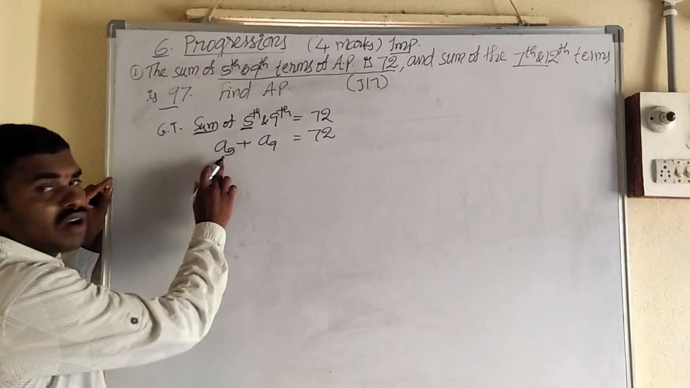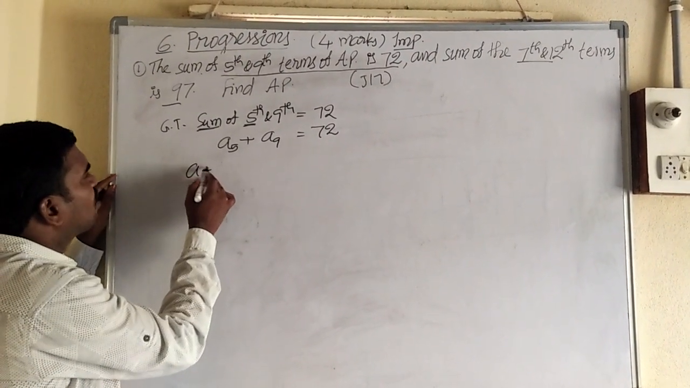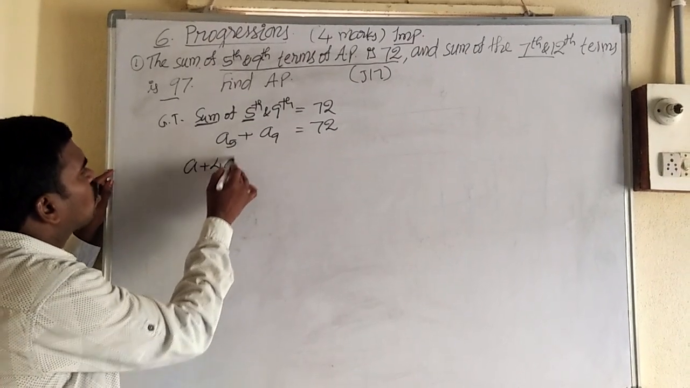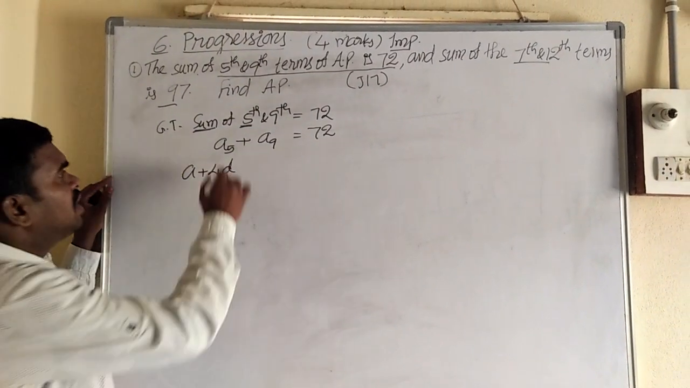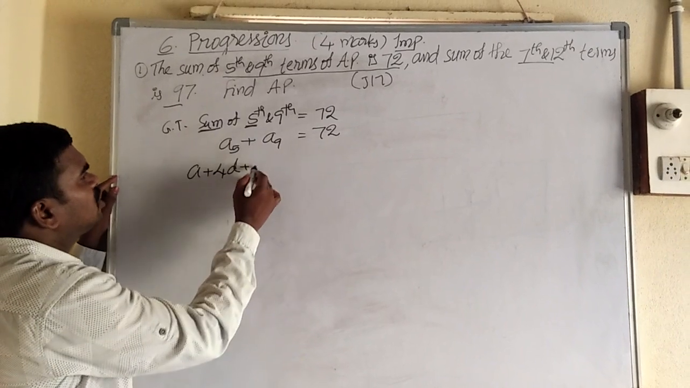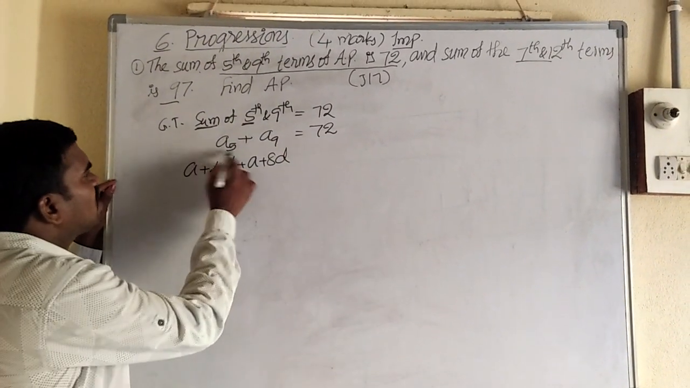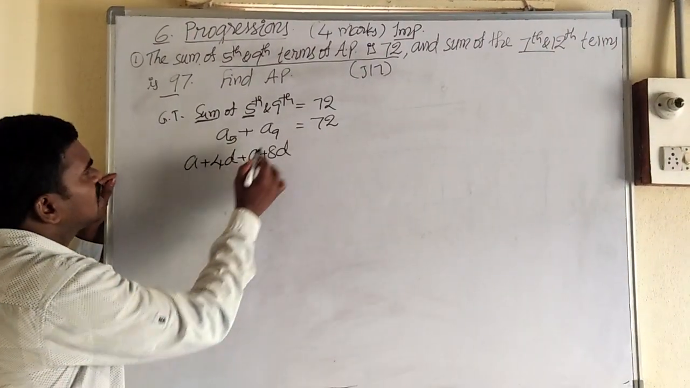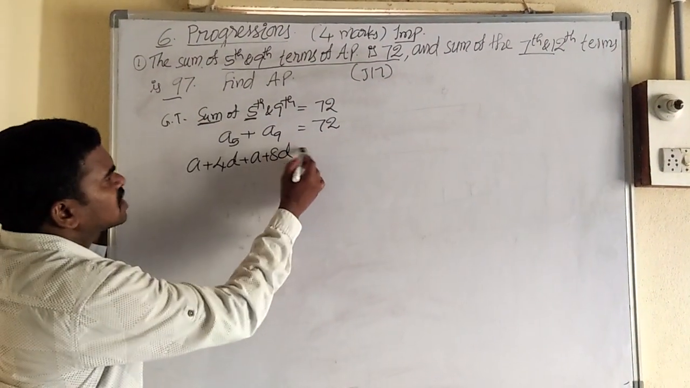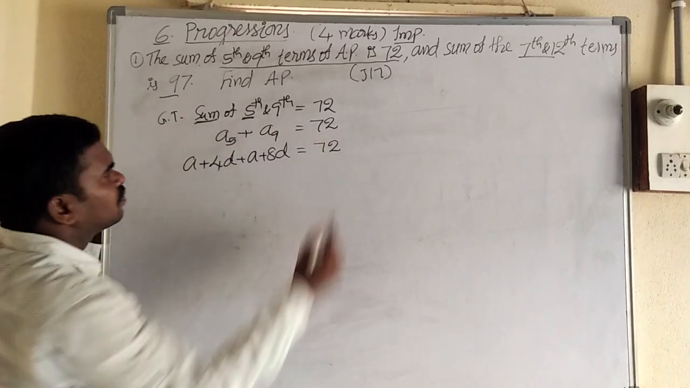Now A5, as we have just discussed, is A plus 4D. The ninth term is A plus 8D. Okay? So A5 means A plus 4D, plus A9 means A plus 8D, equal to 72.